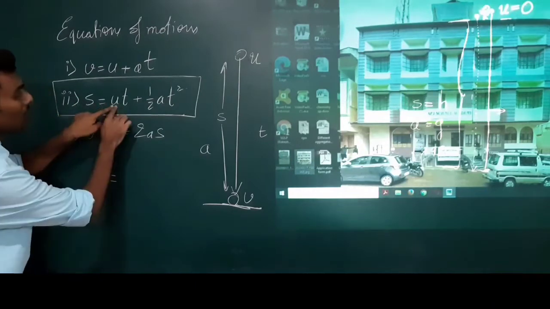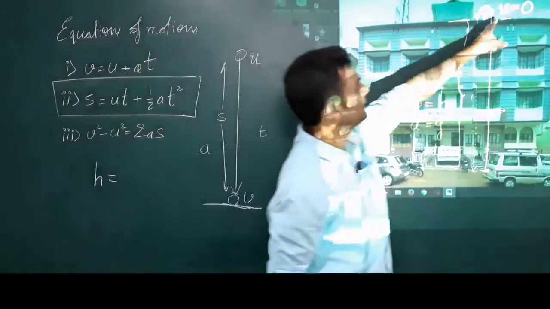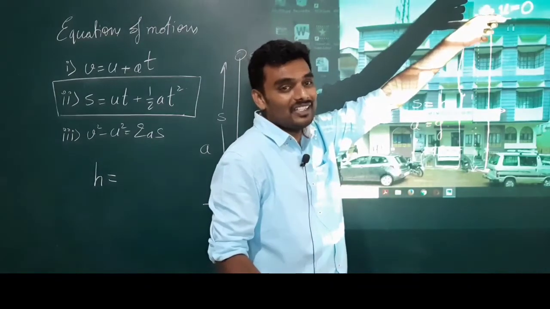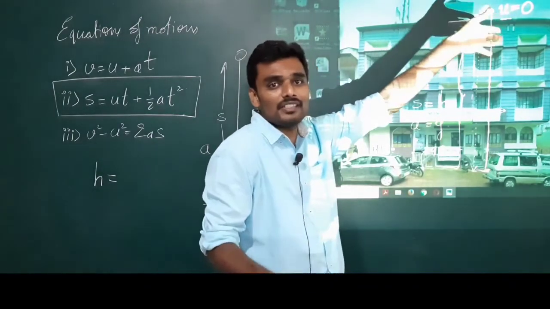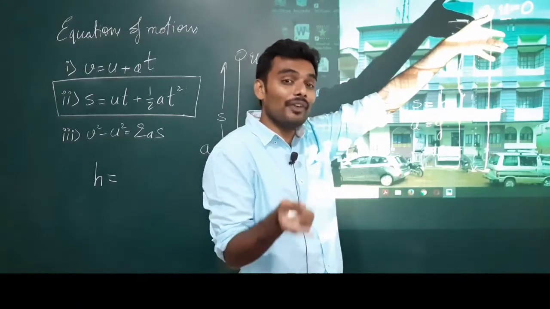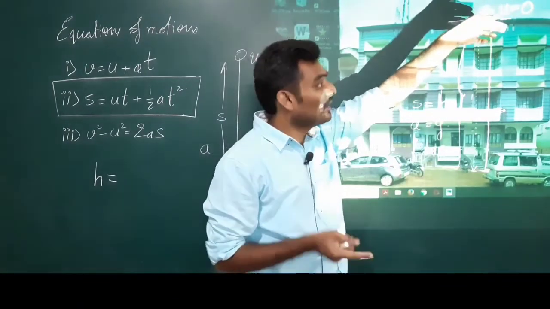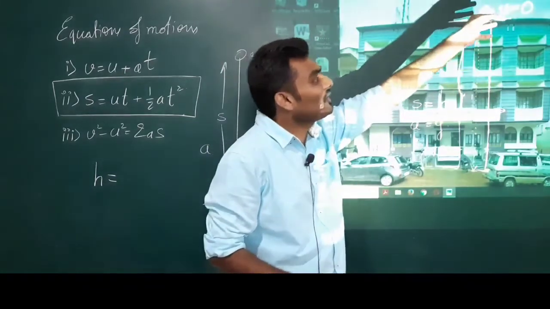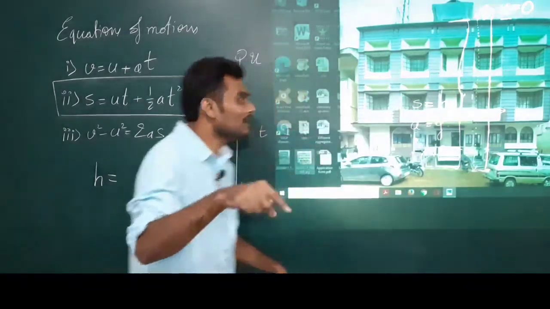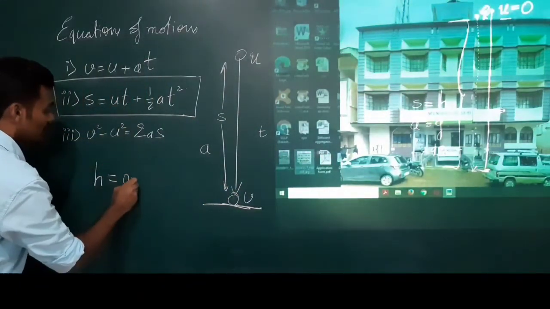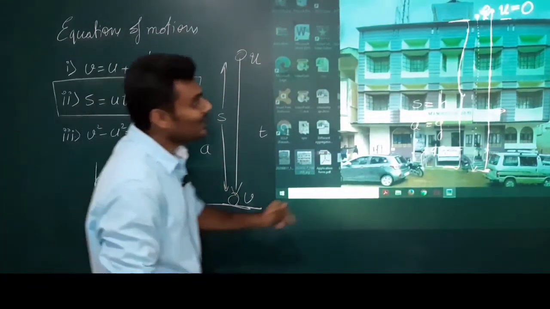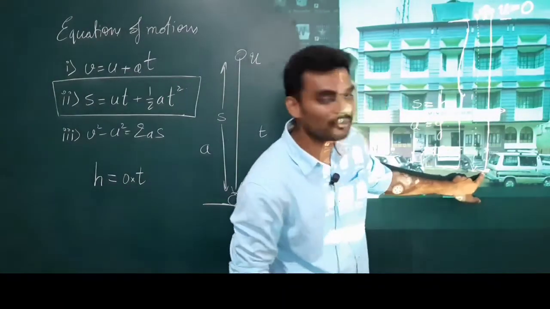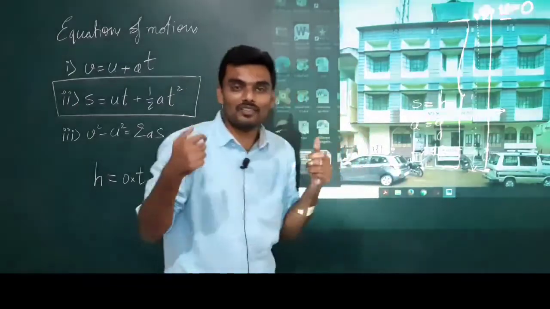h is equal to, what is u? u is the initial velocity of the body. I did not give any initial velocity, I just left it. So the initial velocity is 0. If I throw it, there would be an initial velocity, but I am not throwing it down, I am just leaving it. So it is 0 into t. What is t? t is the time taken for the body to reach from the top of the building to the bottom of the building. That we can actually measure.